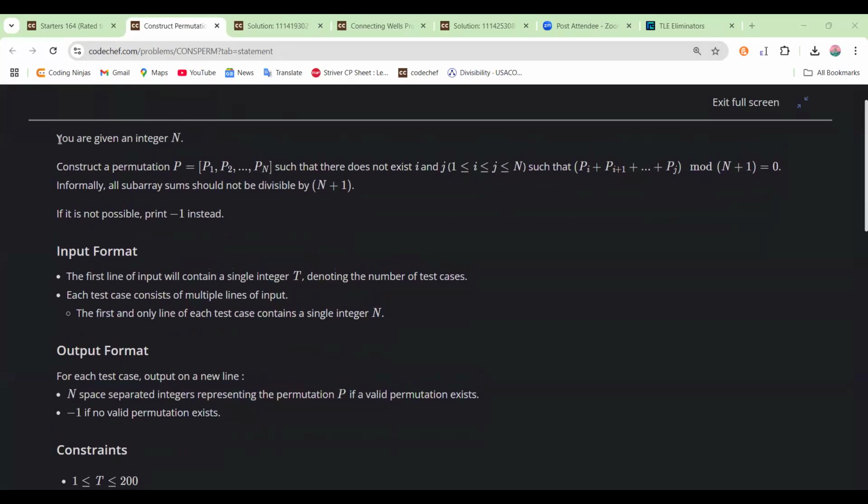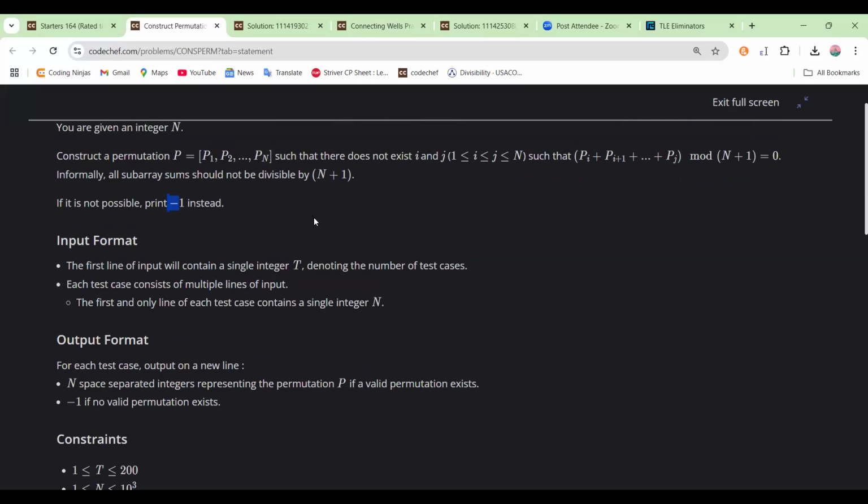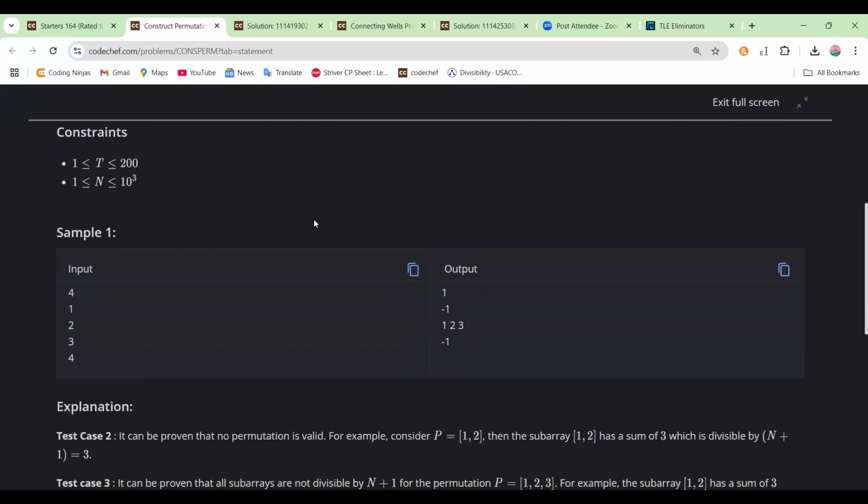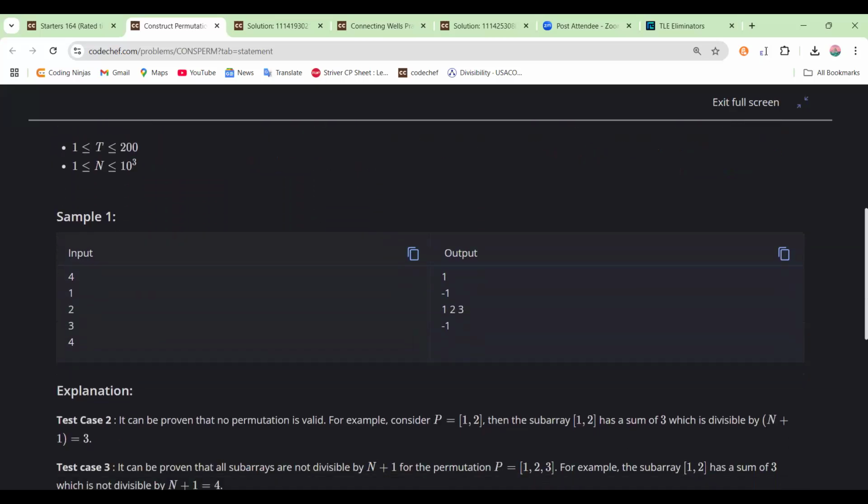The problem statement is not tough to understand. You are given an integer n. You need to construct a permutation p equal to p1, p2, ..., pn such that there does not exist any i, j such that (p_{i+1} + ... + p_j) modulo (n+1) is equal to 0. Informally, if you consider any subarray, the sum of the subarray should not be divisible by n plus 1. If it is, you have to print -1. If it is possible to create a permutation, then you have to print that permutation. So let's understand the question first.